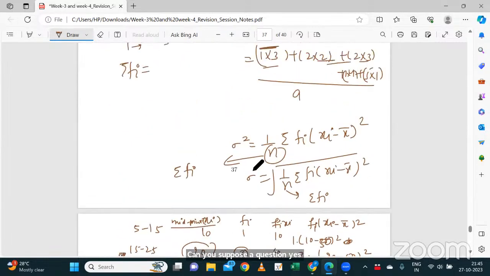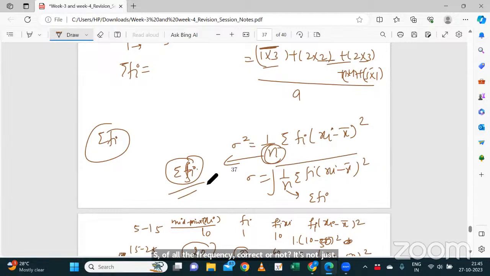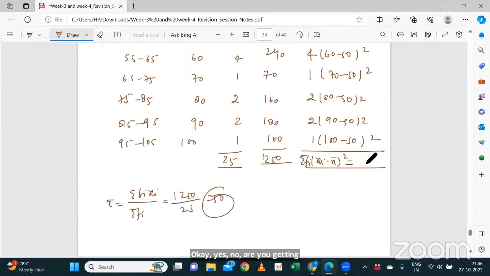Okay. So basically, see, what about this n? This n is nothing but summation of fi, right? Because frequency is given to you, then the number of observations will be the summation of all the frequencies, correct or not? Are you getting?